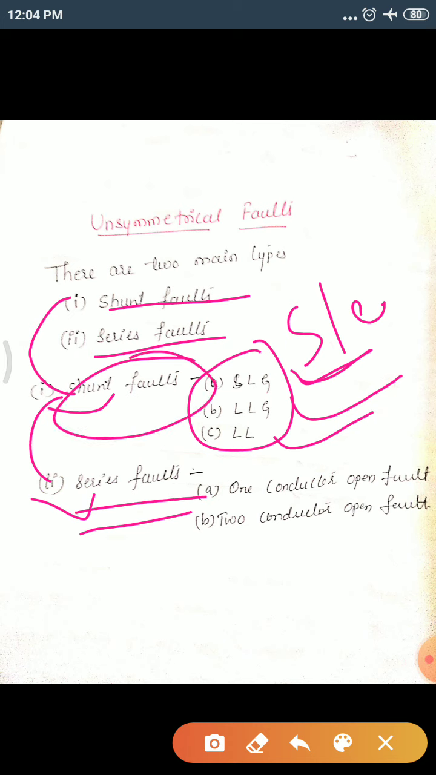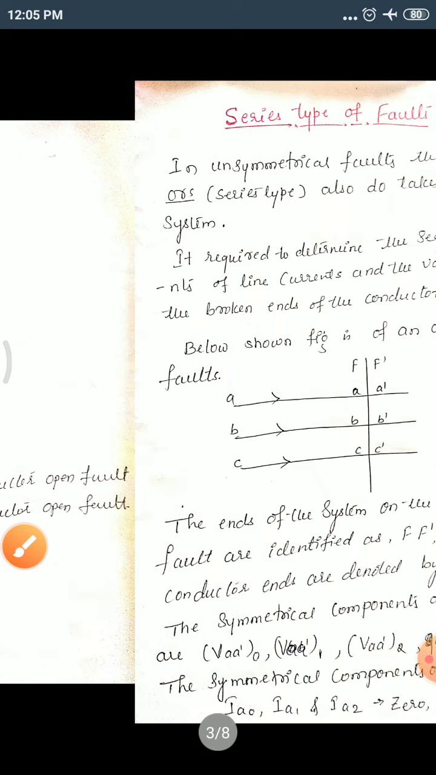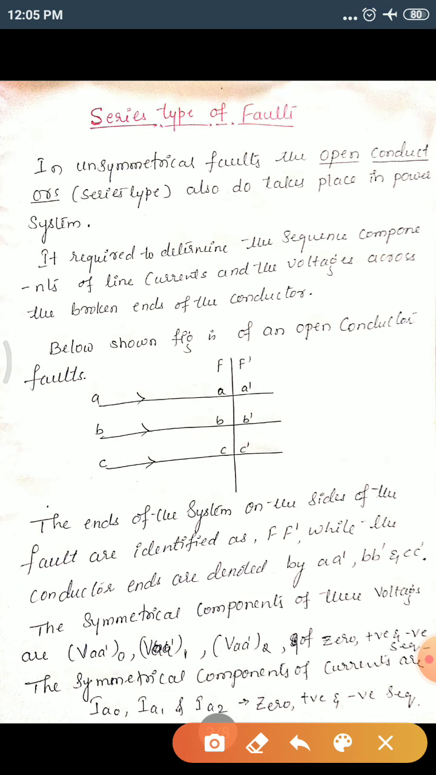In series type faults there are again two types, one conductor open and two conductor open. This also happens in a power system. Let's see that one by one today. Let's see the introduction of this.